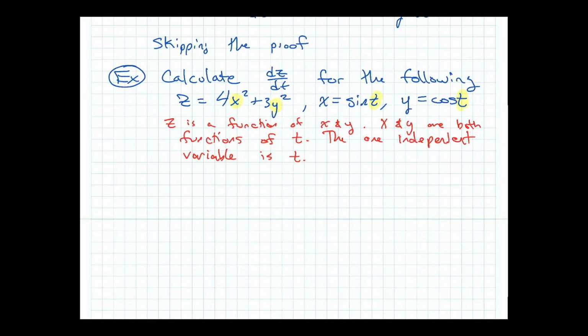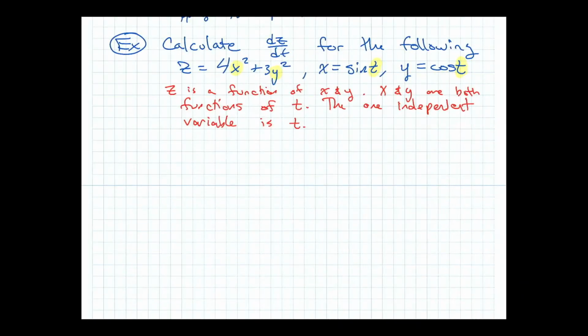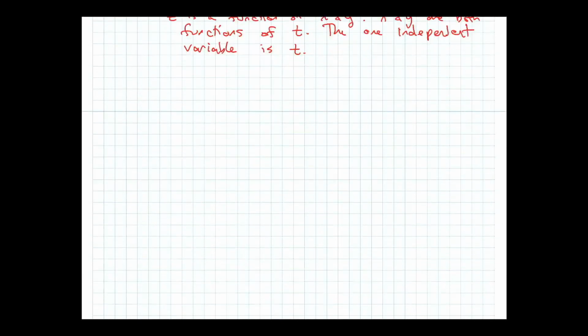So this is actually very simple to do because you just write out a few partial derivatives and then you stick them together the way that the problem said to do. So one partial derivative that we need from this formula here, there's four of them. We need partial of z with respect to x, partial of z with respect to y, and then we need partial of x with respect to t and partial of y with respect to t. So we just calculate those.